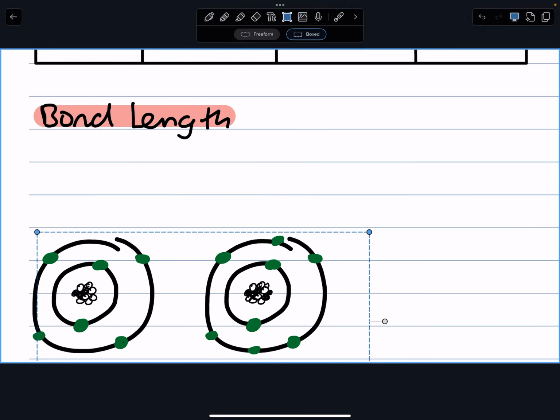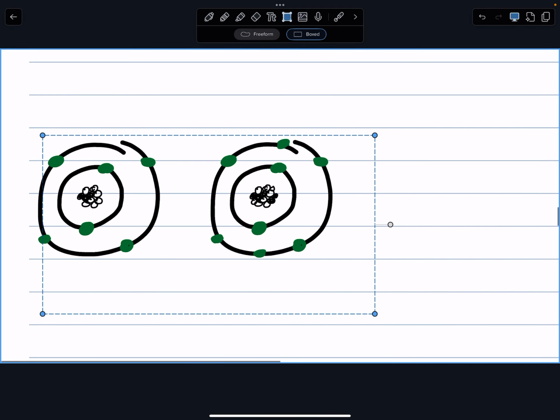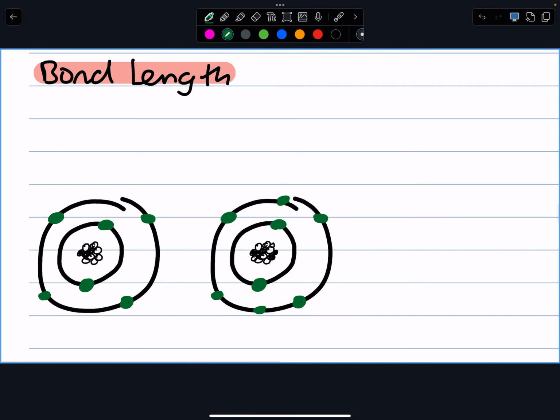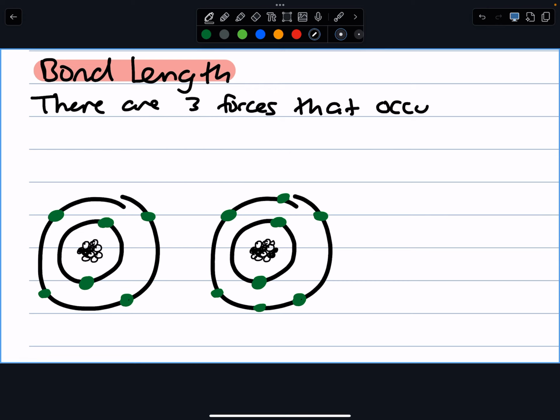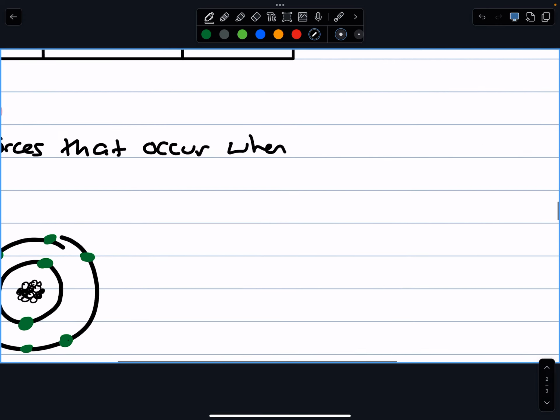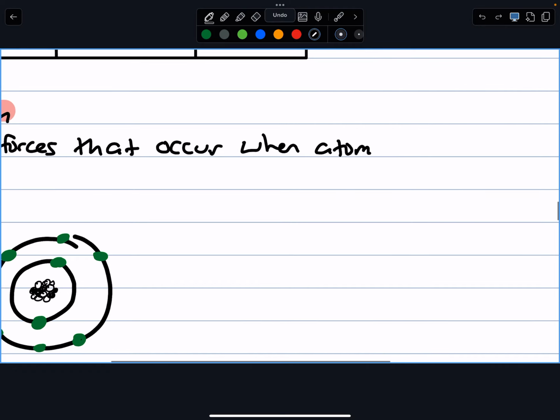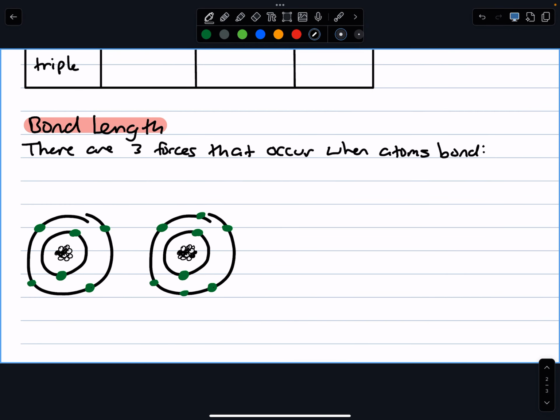Again, there are 3 types of forces that occur on these elements when they try to bond: 2 repulsive forces and 1 attractive force. What does that mean? I'll write that up here. There are 3 forces that occur when atoms bond. The first one is a repulsive force, and that's going to be between the electrons.